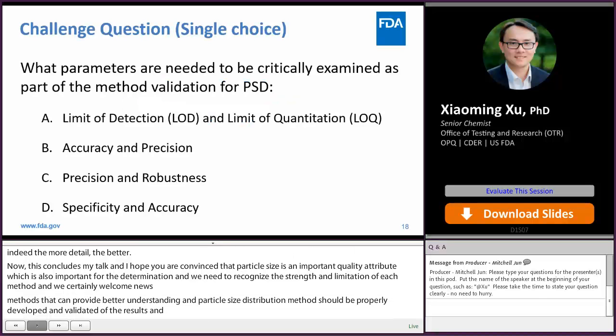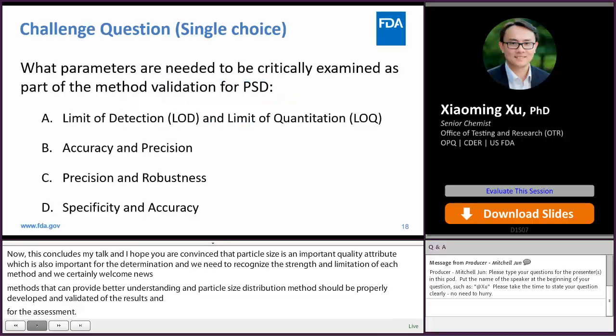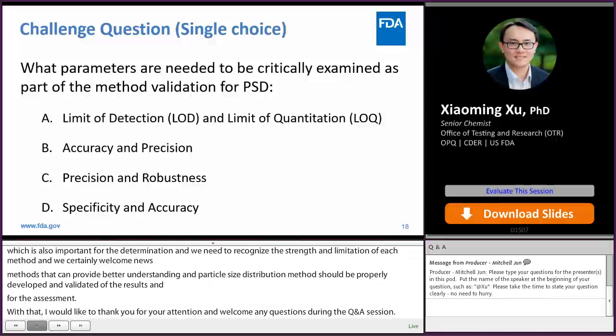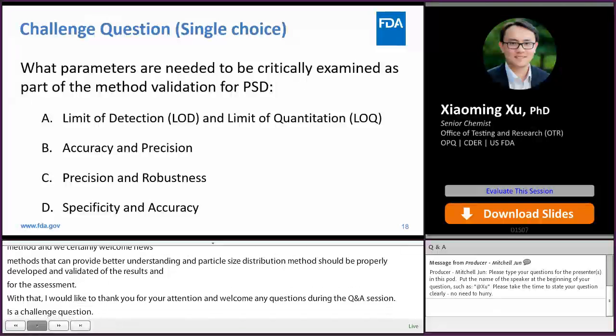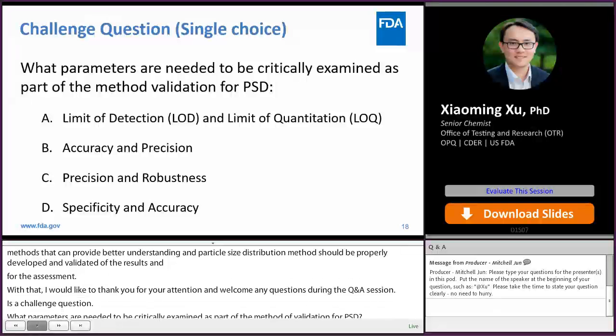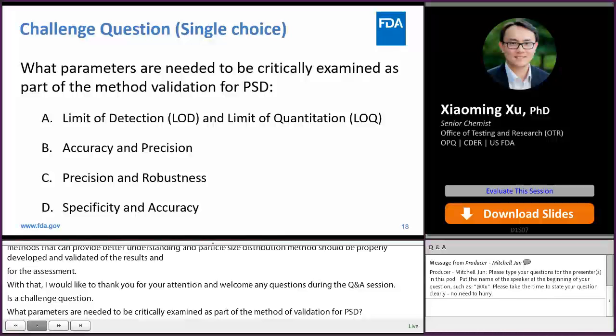Here is a challenge question. What parameters are needed to be critically examined as part of the method validation for PSD? A. Limit of detection and limit of quantitation. B. Accuracy and precision. C. Precision and robustness. And D. Specificity and accuracy.